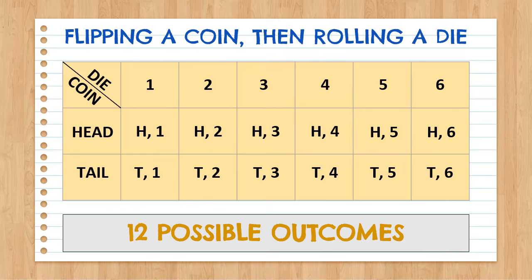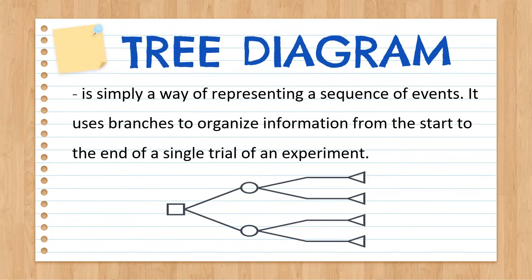But for some, if your answer is no, maybe this next systematic way will fit you, or you will take it as an easier one to use in counting the occurrences of an outcome in an experiment. I'll introduce to you the use of a tree diagram. A tree diagram is simply a way of representing a sequence of events. It uses branches to organize information from the start to the end of a single trial of an experiment.